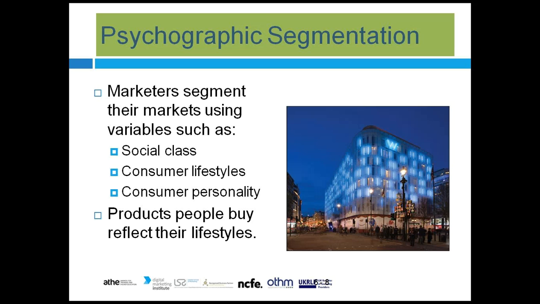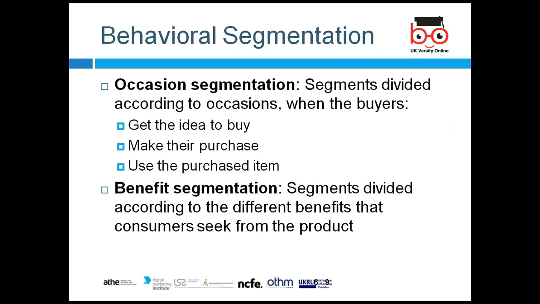Psychographic segmentation: marketers segment their market using variables such as social class, consumer lifestyle, and consumer personality. Products people buy reflect their lifestyle. Of course, there are different lifestyles. So social classes: upper class, lower class, middle class, lower middle. So we can further divide them by consumer lifestyle and personalities.